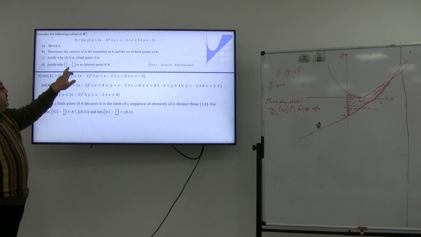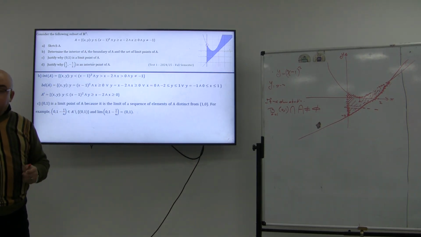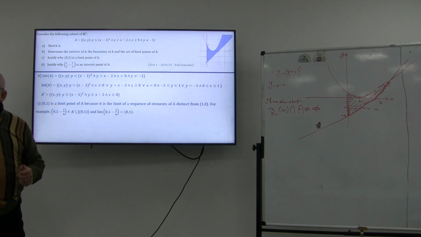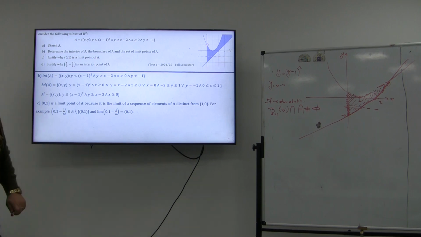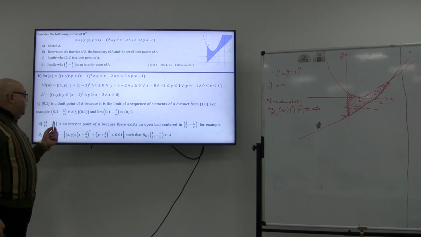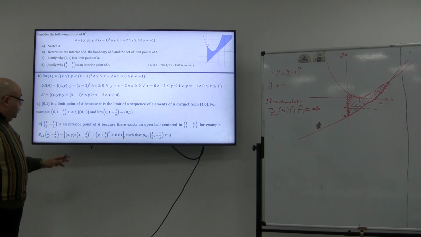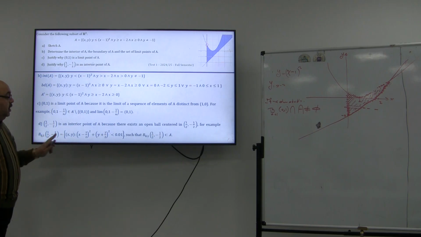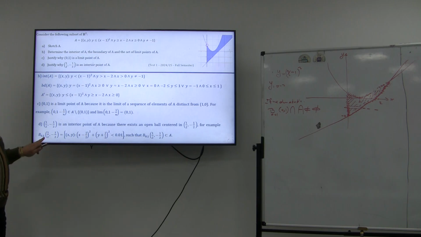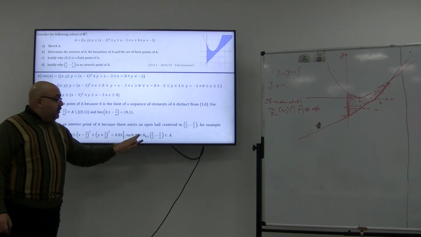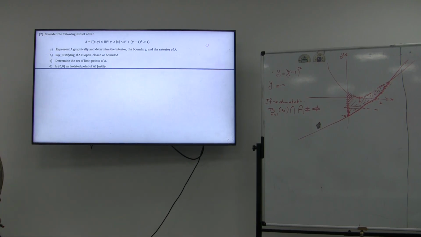Justify why (1/2, -1/2) is an interior point of A. Because at (1/2, -1/2) I can draw a complete circle which is completely contained inside the interior. Once more, (1/2, -1/2) is an interior point of A because there exists an open ball centered at (1/2, -1/2). If I took radius 0.1, then that's the equation of the open ball, less than 0.1 to the power of 2, such that B is a subset of A. I can write it in both ways.